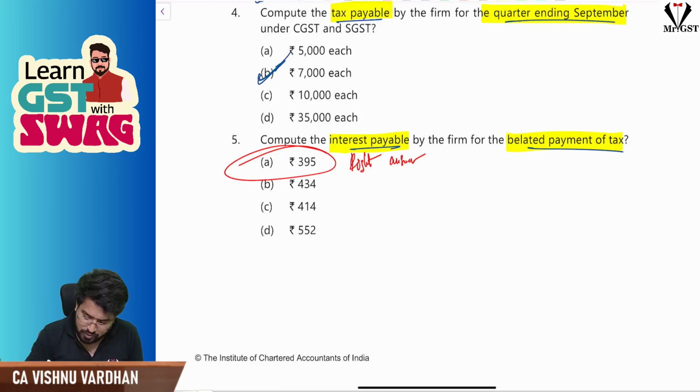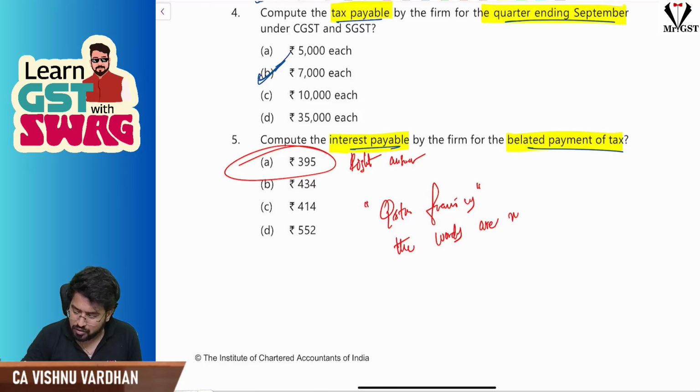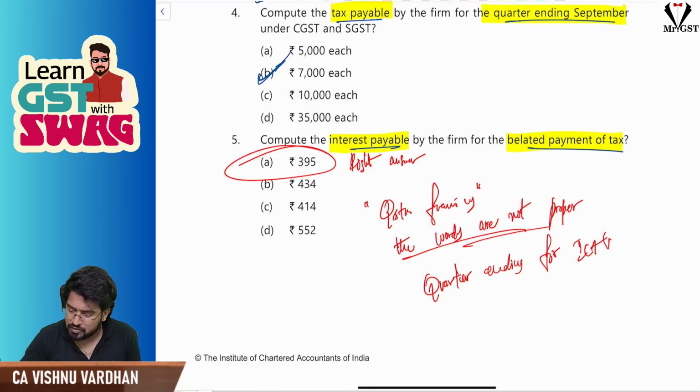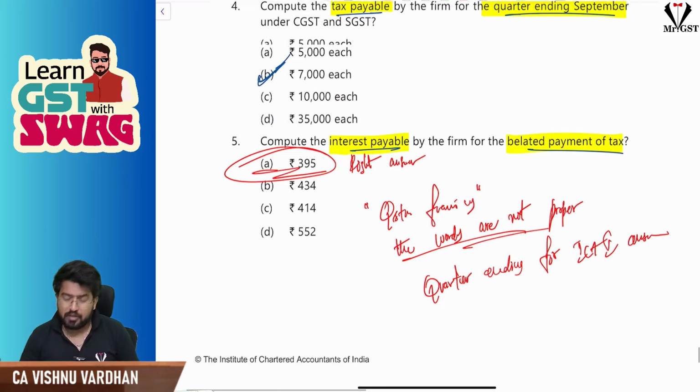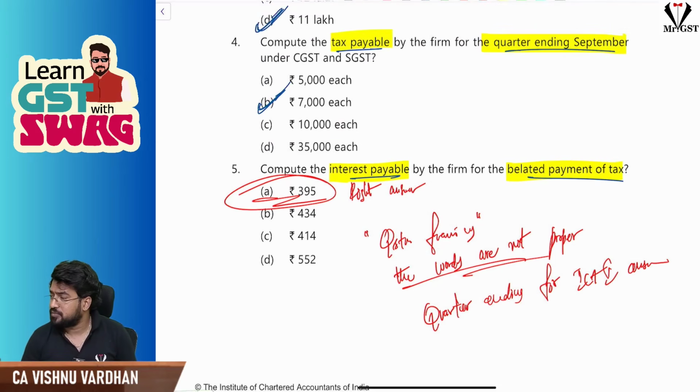So question framing, the words are wrong, not proper. It should be quarter ending for ICA answer. Because they gave month ending, I feel like this should be the answer. Okay, fine. Now coming to the next one.